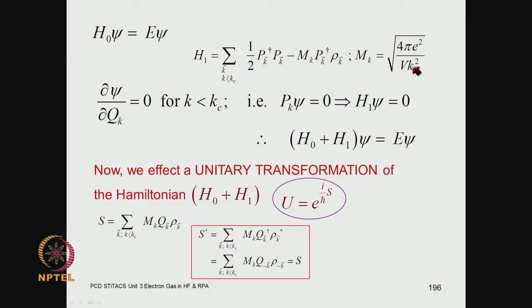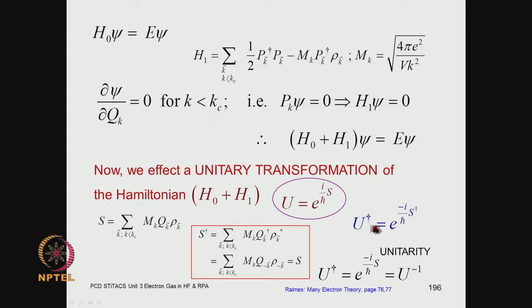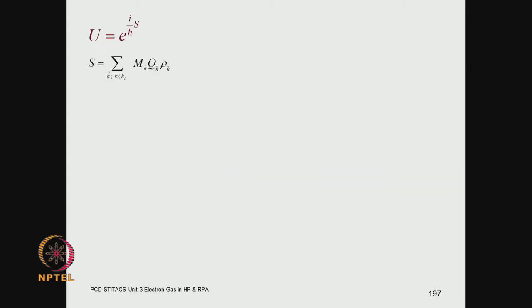So, mk remains the same. In other words, this operator S is Hermitian, it is self-adjoint. So, if you now take the adjoint of this operator U, since S is self-adjoint, this operator is unitary. So, that is the unitary transformation that we are seeking. Okay. So, we have got the unitary transformation, we have identified the operator S. Having chosen S to be given by this summation, we get an appropriate unitary transformation.